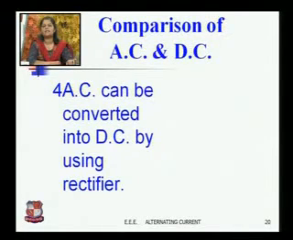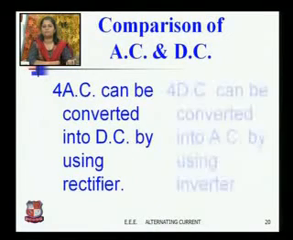Now as we know, an AC quantity will change with respect to time, means the magnitude as well as the direction of the AC quantity will change with respect to time. When this AC passes through the diode, which will flow the current only in one direction, your AC quantity is converted into a unidirectional quantity, which is known as DC. So AC can be converted into DC by using a rectifier, which is nothing but a combination of diodes.